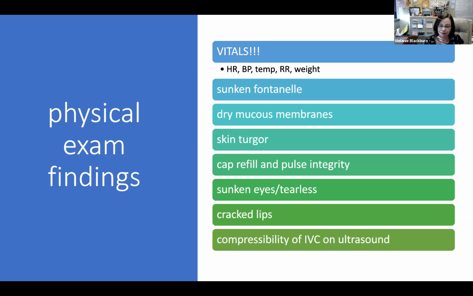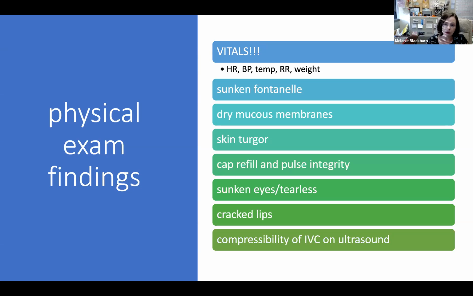Remember, patients that are febrile, especially our babies and our toddlers that have low surface area, can easily get dehydrated when they're febrile. So evaluating temperature and even history of a fever is really important.